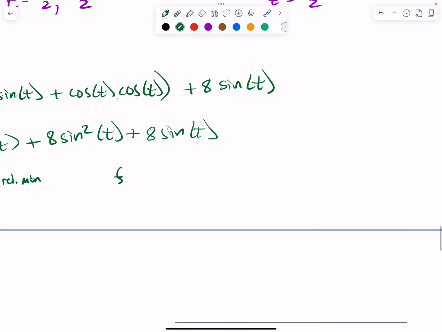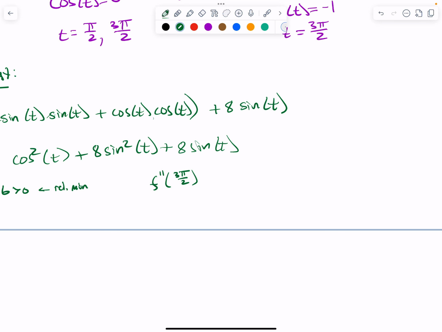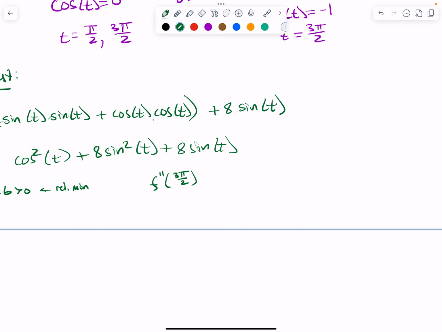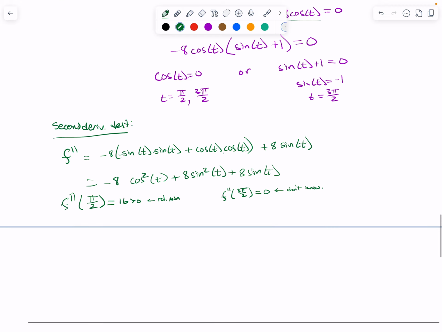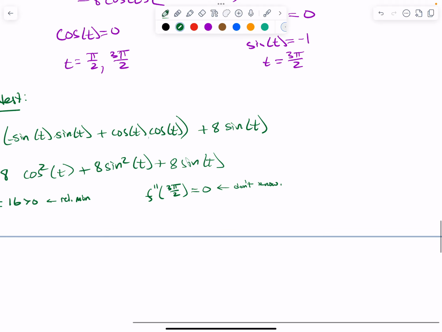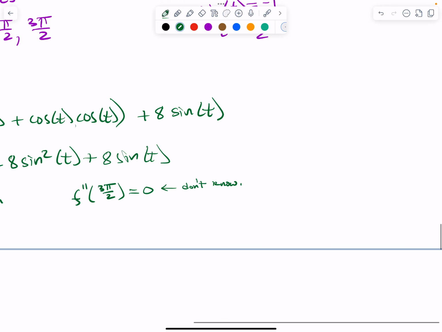And then we can do the same thing for 3 pi over 2. Let's see, the cosine of 3 pi over 2 is 0. The sine of 3 pi over 2 is negative 1. Oh, interesting. So this becomes 0, which is a don't-know situation. So maybe we're stuck doing the first derivative test. Crud. Let's try and avoid it. Okay, we'll do the first derivative test for this.